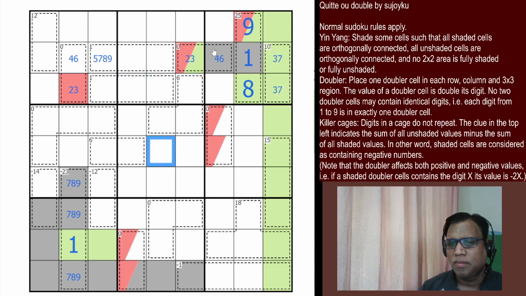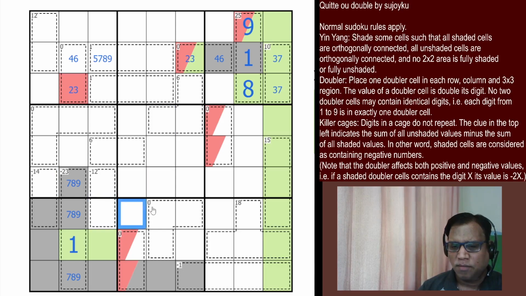This could come here as well as it could go there. I don't know. Minus 14 and minus 12.